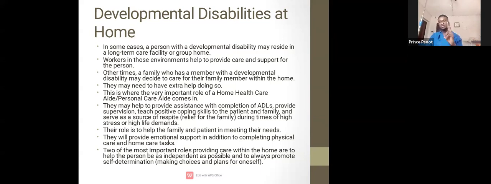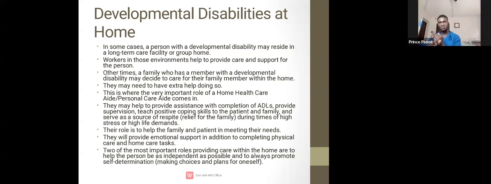So the two most important roles of providing care within the home are to help the person to be as independent as possible, and also to always promote self-determination, which is making choices and plans for oneself. Remember, we said that some of these disabled persons have to live on others, they are not self-dependent, so they have to depend on other persons.